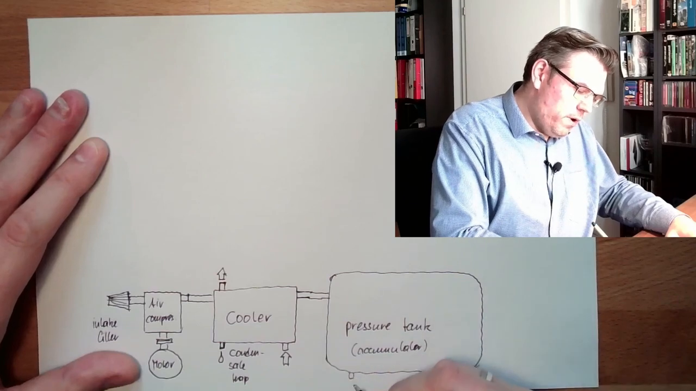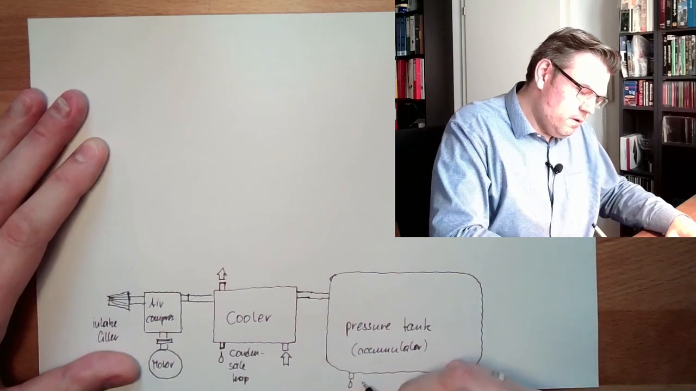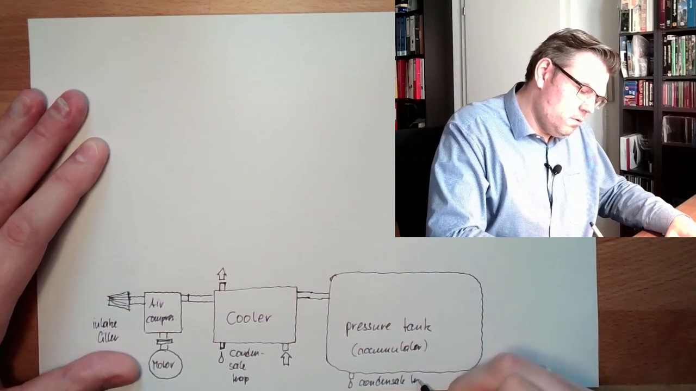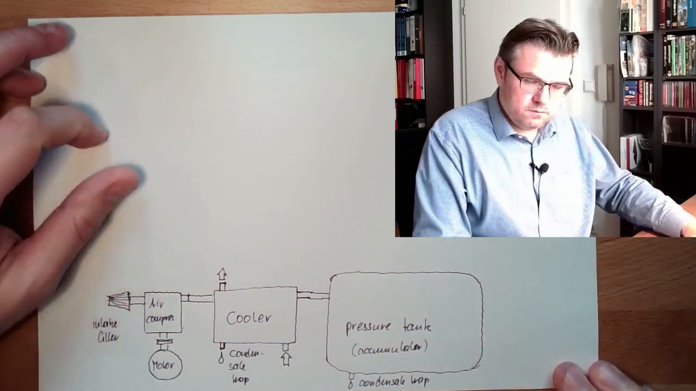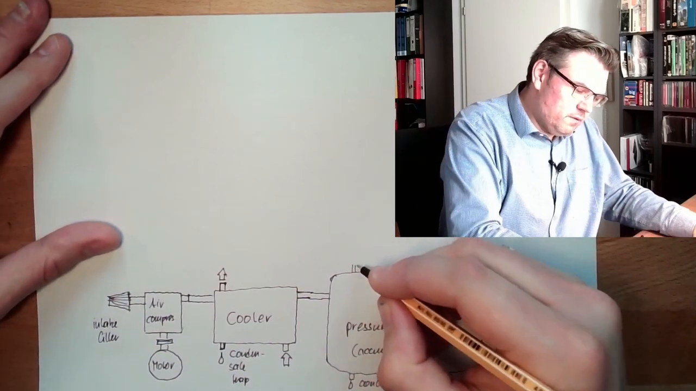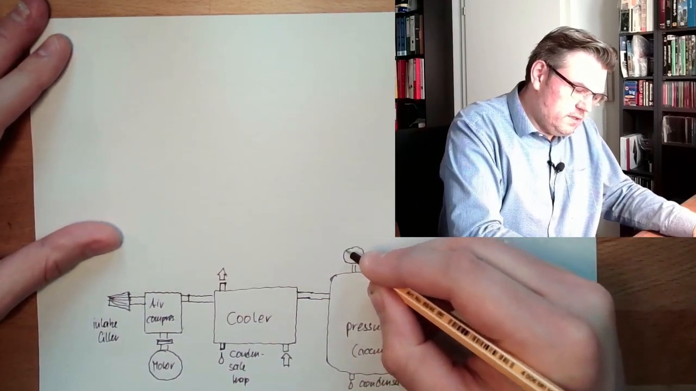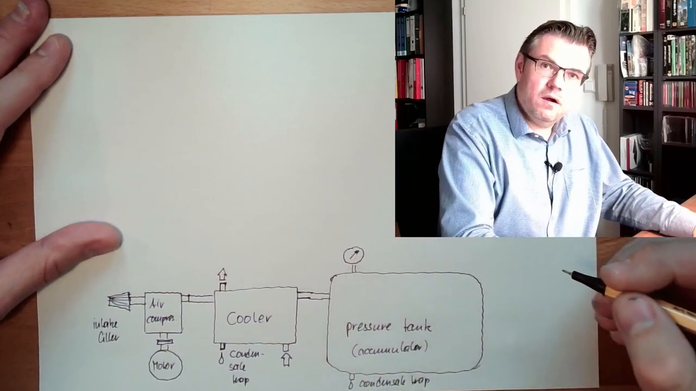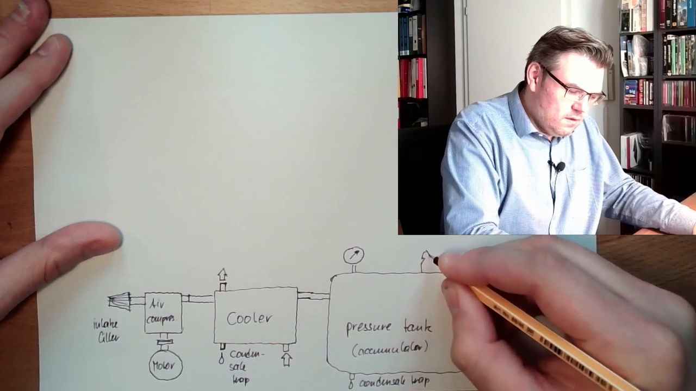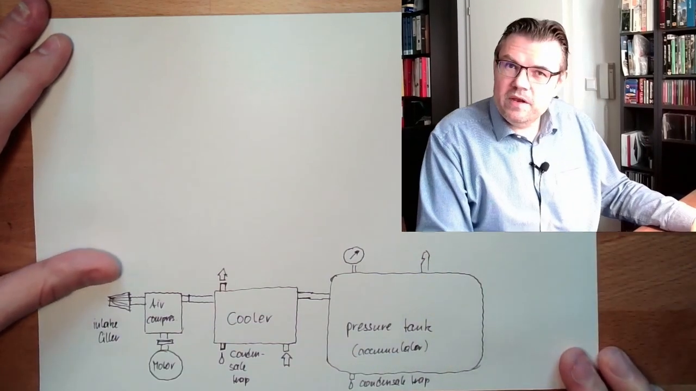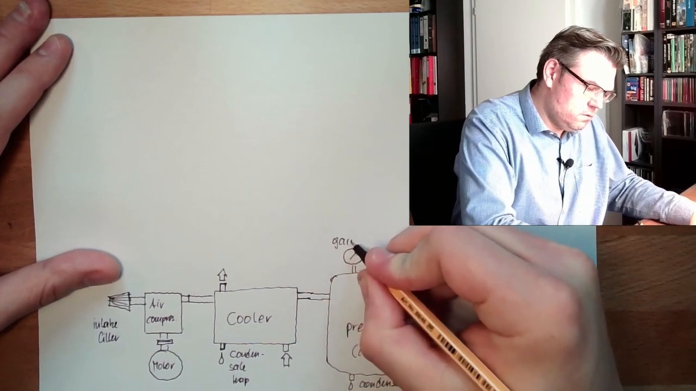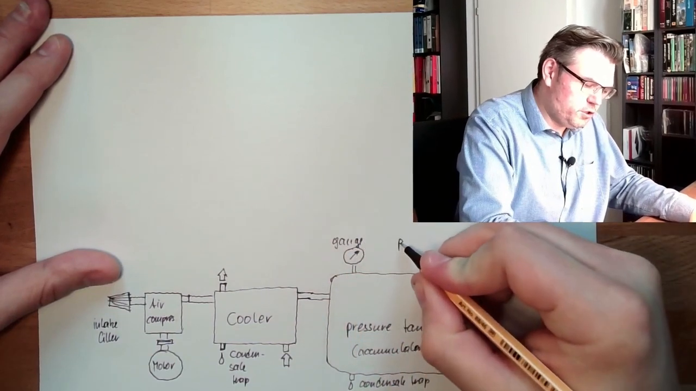Also here we have a condensate trap. Very usual. And usually we also have some sort of pressure gauge so that we can see how much pressure we have in there. Yeah. And there are things, pressure relief valve. Yeah. So this is a gauge. And this is a pressure relief valve.